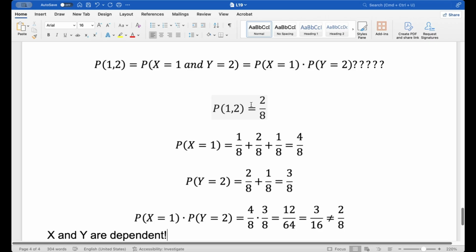4/8 times 3/8 is 12/64, which you can reduce down by 4 to 3/16, which is not the same as the probability of (1, 2), which is 2/8. So that tells us that these variables are dependent.